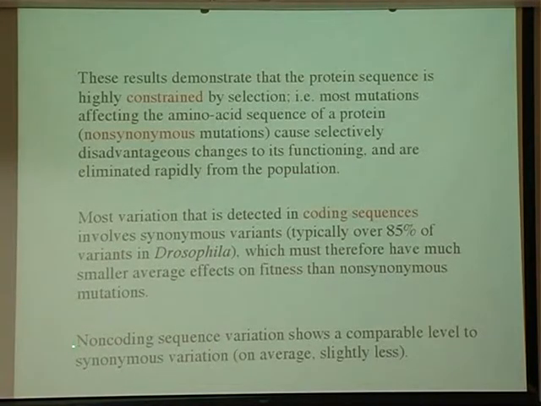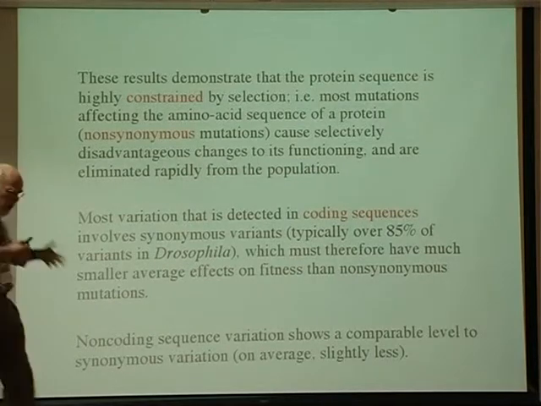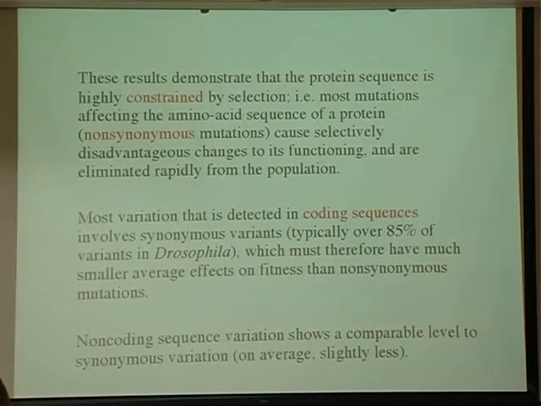And, as I say, non-coding sequence variants actually in Drosophila show on average somewhat less variability than synonymous variation, which suggests, and there's quite good evidence for this now, that actually quite a lot of these non-coding sites do have some functional significance in, say, regulating gene activity, things like that.